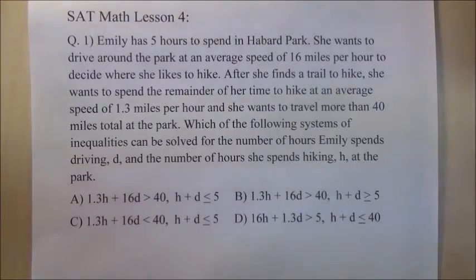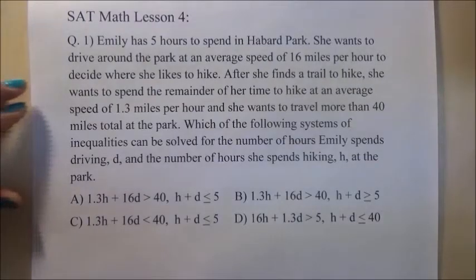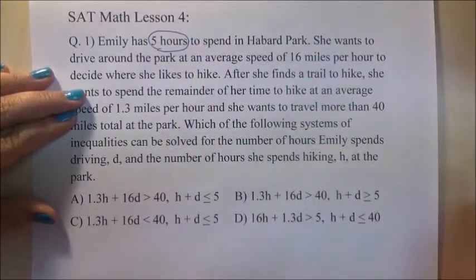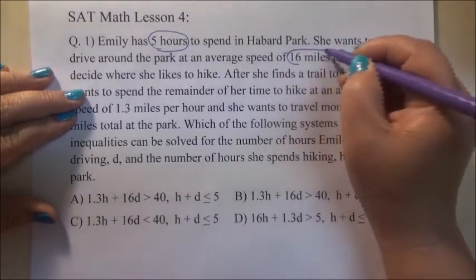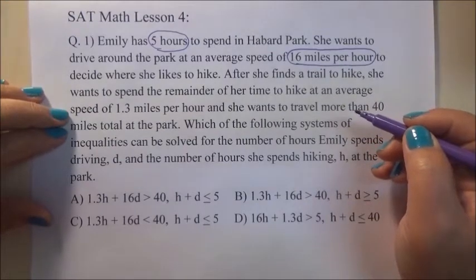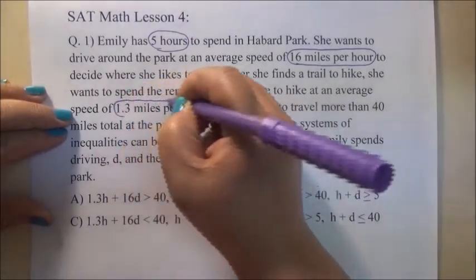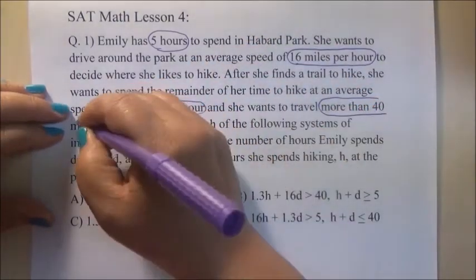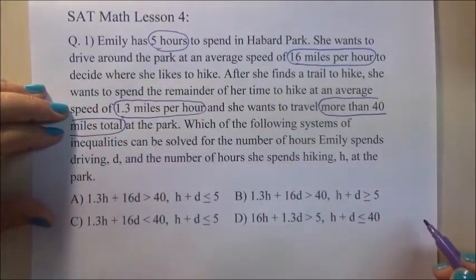So first of all, we're going to mark all key numbers. So 5 hours, maximum hours she's going to spend in Harvard Park, and the average speed of driving is 16 miles per hour, and the average speed of hiking is 1.3 miles per hour, and more than 40 miles total she wants to travel.